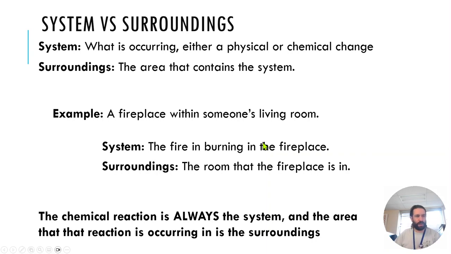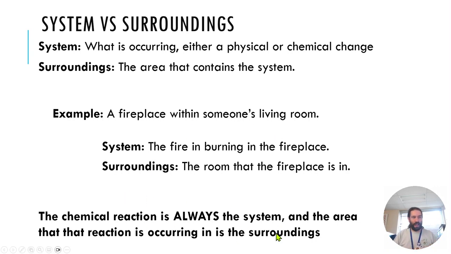All right, so now let's talk about system versus surroundings. The system is the thing that's happening. It could be either a chemical change or a physical change, but your system is the process. The surroundings are the area where that process is occurring. So think of a fireplace. The system is the chemical reaction of the fire burning in the fireplace. The surroundings is the room that fireplace is in.